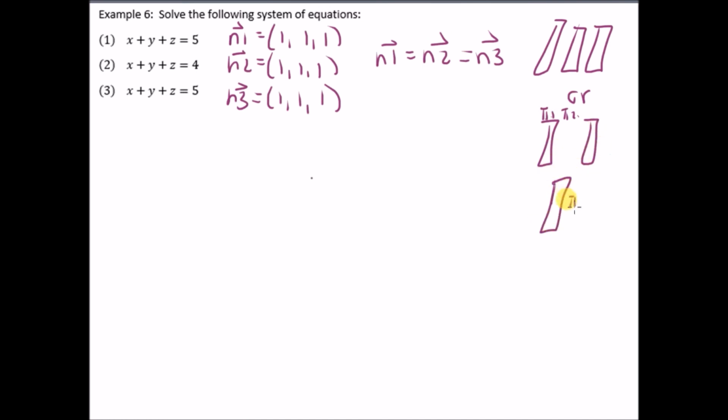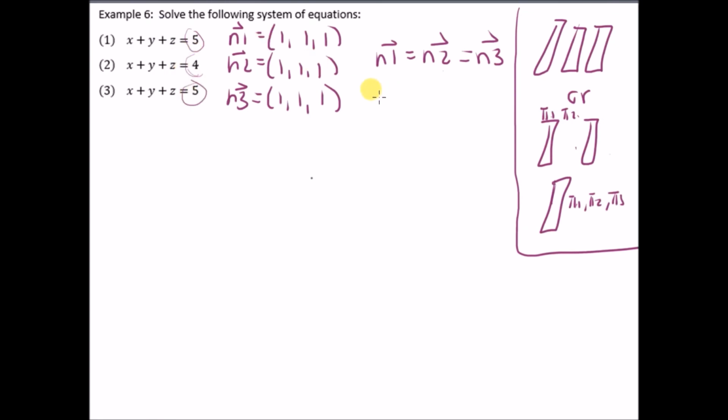Or plane 1, plane 2, and plane 3 can lie on top of one another. So we have to decide which scenario it is. But those are the 3 scenarios when all of the normals are scalar multiples of one another. So what we have to do here is check the d values. So the d values are, technically, -5, -4, and 5.